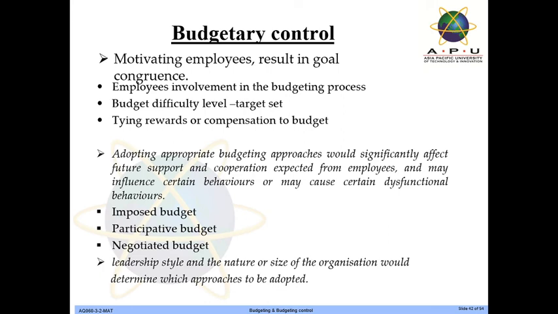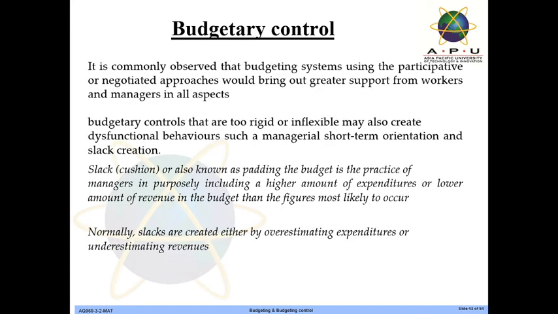Employee involvement in the budgeting process, which means we involve employees in order to create our budget because we need information from all levels. Budget difficulty level is the target set. Then the reward or compensation tied to the budget.